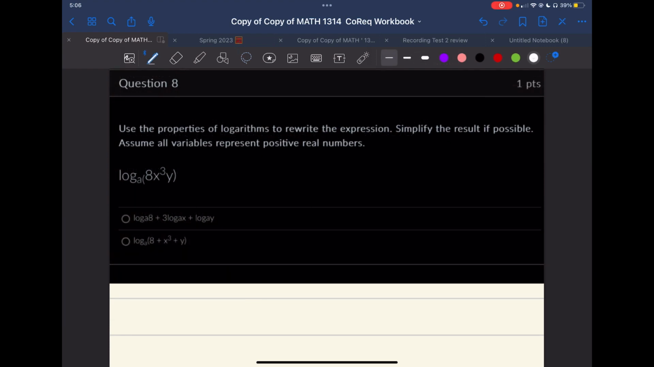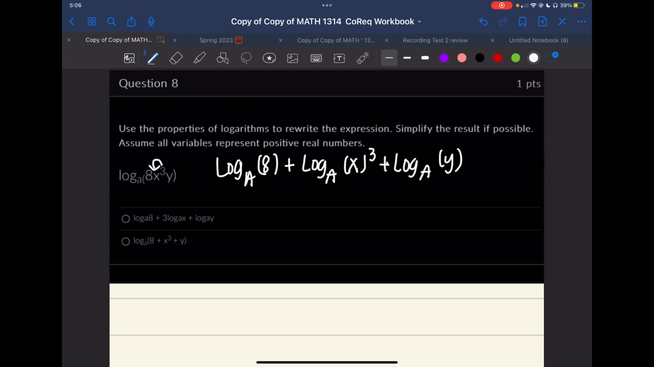Expand as much as possible, assuming all variables represent positive real numbers. So you're just moving this exponent into the front of the x. So we're going to have to expand it. I have log base a, and this is just the first pass at it. So log base a of x to the third plus log base a of y. I put the arguments in parentheses, so again, we're moving this 3 in front of that log. So it's a multiplier: log base a of argument 8 plus 3 log base a of argument x.